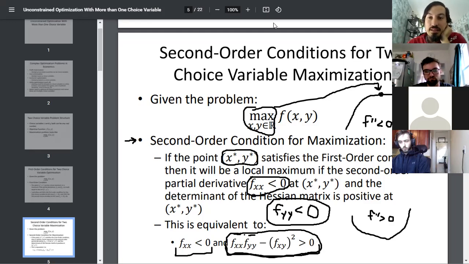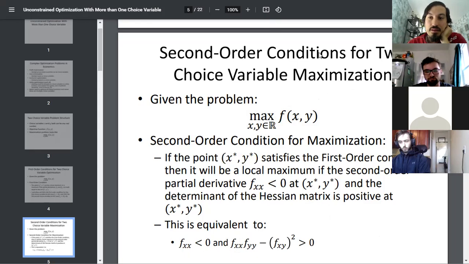I'm going to delete all of my drawings because they're messy. Now let's talk about minimization. Do you guys have any questions about max, these sort of conditions for maximization?